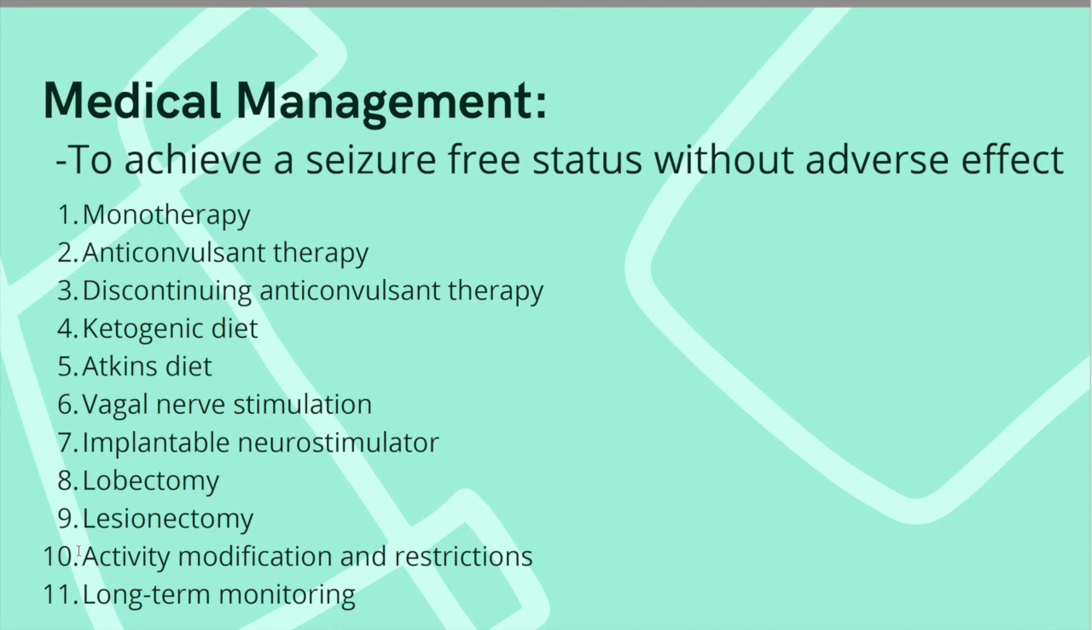Next are the activity modification and restrictions. The major problem for patients with seizures is the unpredictability of the next seizure. Clinicians should discuss the following types of seizure precautions with patients who have epileptic seizures or other spells of sudden onset: driving, ascending heights, working with fire or cooking, using power tools and other dangerous equipment, taking unsupervised baths, and swimming. Lastly is long-term monitoring.